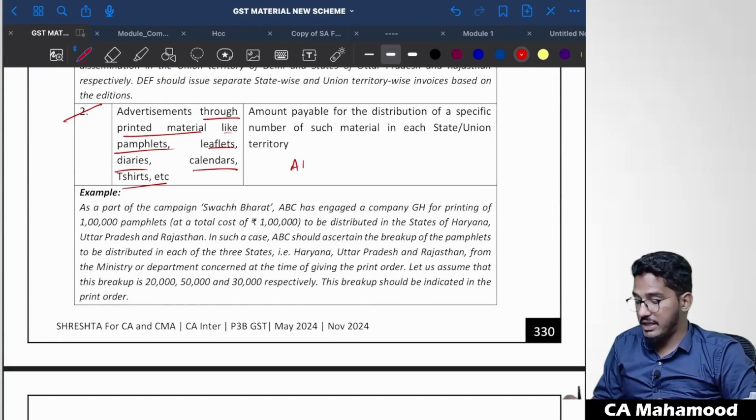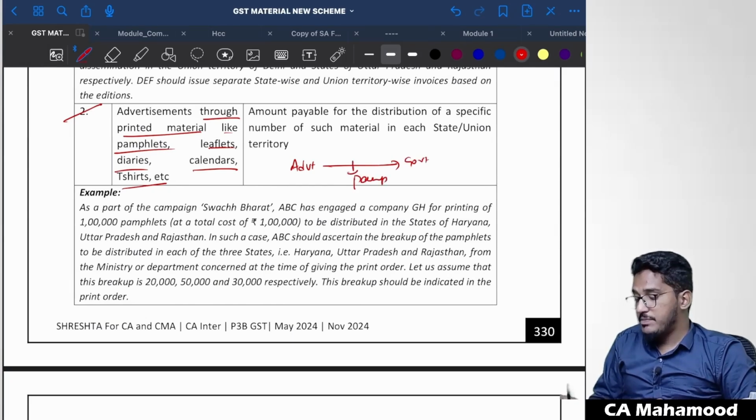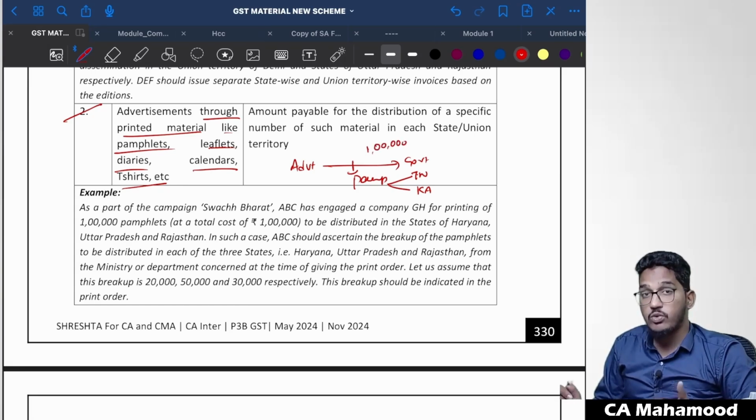Next one. If advertisement is happening through printed material like pamphlets, leaflets, diaries, calendars. For example, one advertising company is doing advertisement for the government, in the form of pamphlets. These pamphlets are required to be distributed in Tamil Nadu also, and in Karnataka also. And they are collecting a total of 1 lakh rupees for this advertisement. How to divide it, sir?